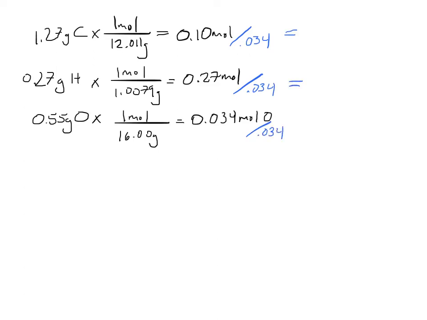And so for this one, we get 2.9, which is approximately 3. For this one, we get 7.9, which is approximately 8. And for our last one, obviously, we're going to get 1. So that means the empirical formula for this molecule is C3H8O. So there we go. We just figured out the identity of a mystery organic molecule by burning it, analyzing what it produces and how much it produces, and then doing some empirical formula calculations.